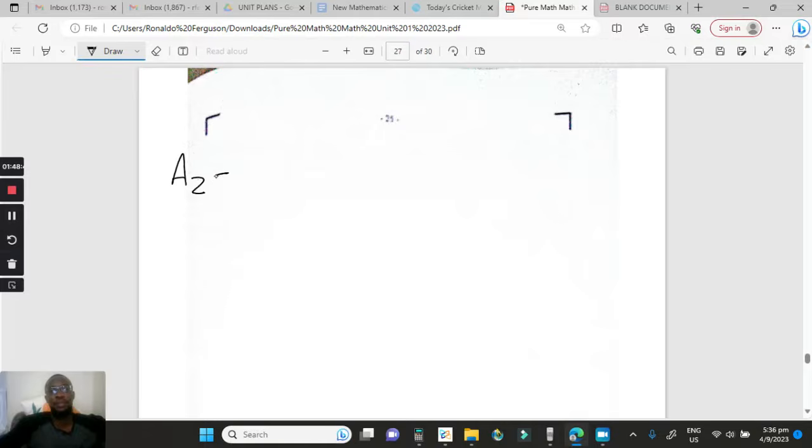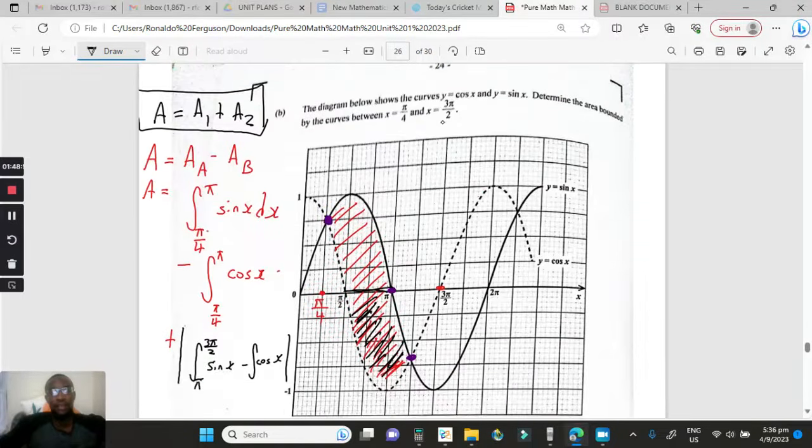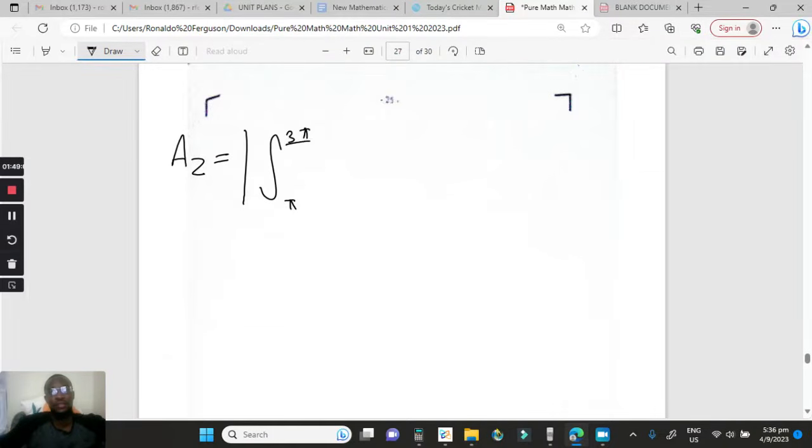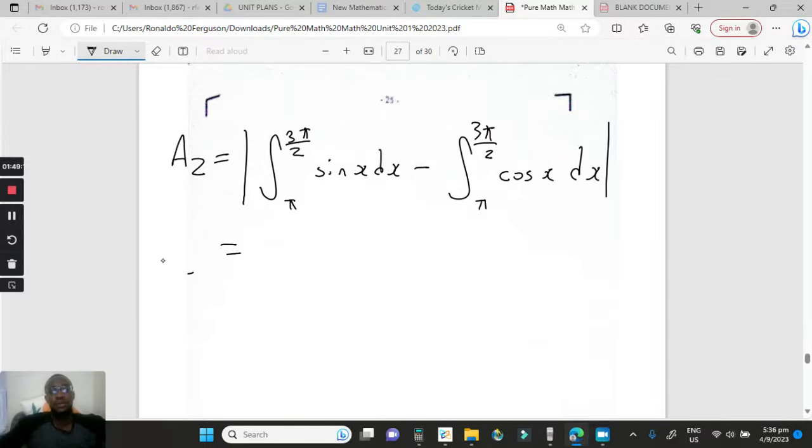Now A2 is going to be the modulus of the integral from pi to 3 pi by 2 of the curve above, and the curve above was sine x, minus the integral from pi to 3 pi by 2 of the curve below, which is cos x dx. Remember, modulus.